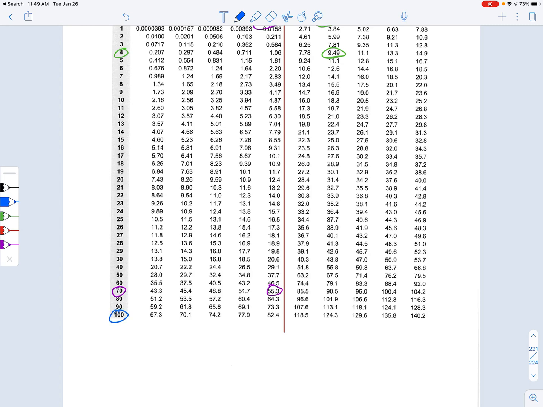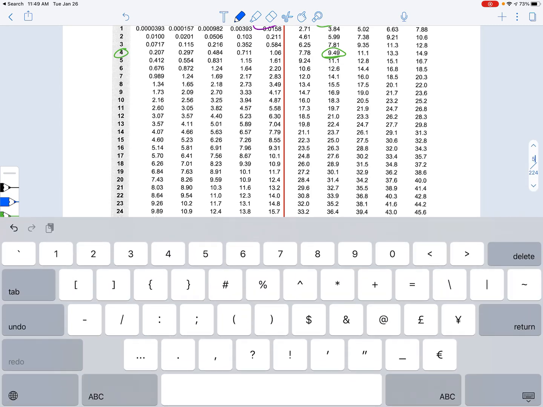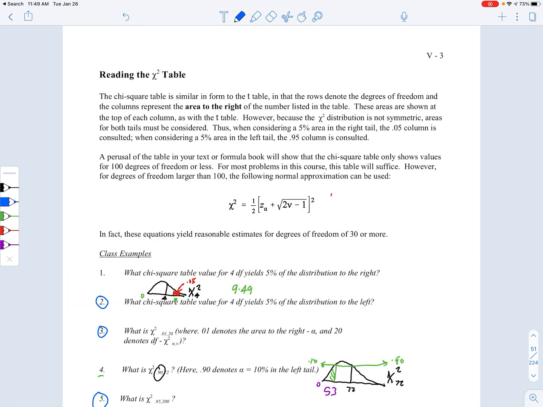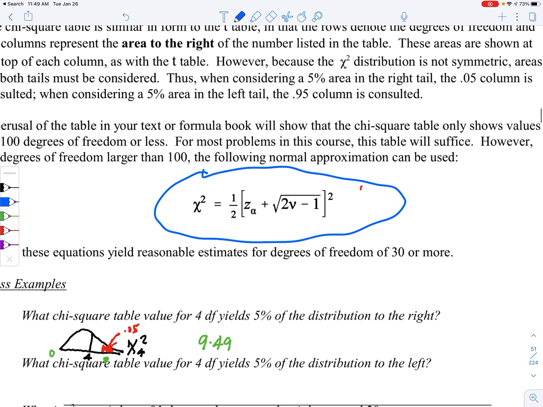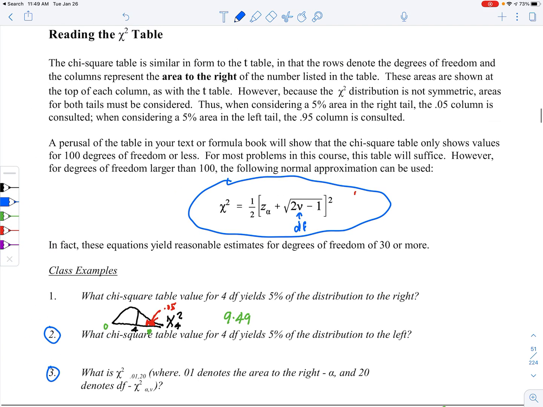So if you have more than 100 degrees of freedom, what you need to do is to use this formula, which is this guy right here. Now, this is in your formula book. So several pages back at the beginning of your formula book, you'll see that. But what it says here is the chi-square value is equal to 1/2 times the equivalent z value plus the square root of 2 times nu, which is your degrees of freedom, minus 1, and then squared. It's a goofy looking thing, but you actually get really, really similar results there.